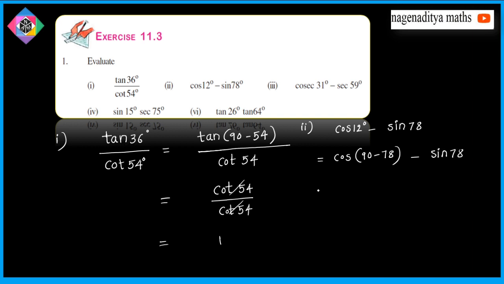So this is equal to cos of 90 minus theta, where 78 is theta here. So cos of 90 minus theta is sin theta. So this is sin 78 minus sin 78. Both cancel and we have 0. Okay, answer is 0.